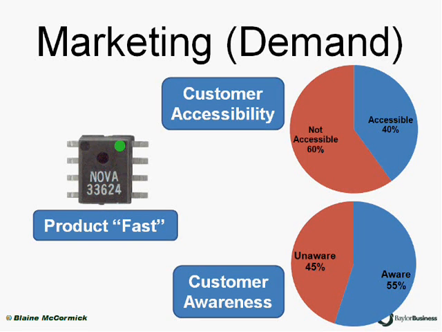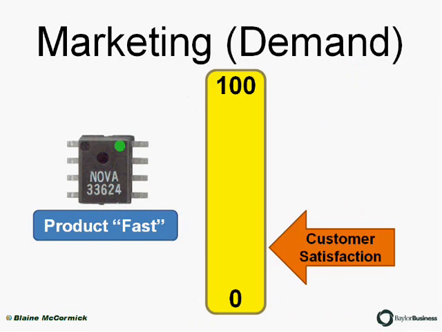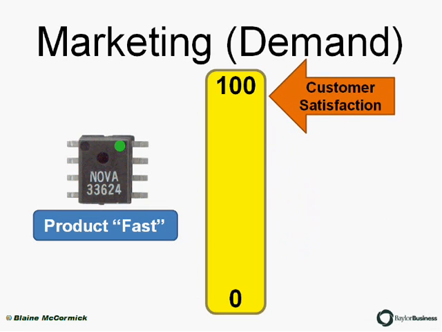And we look at some other metrics on the marketing challenges that you face. We look at accessibility, and 40% of your customers can find your product fairly easily, but 60% can't. So you've got some accessibility issues. And then 55% of your customers are really aware of your product, but 45% have very low awareness of product fast. And so, there's some room for improvement on both accessibility and awareness there. And then we can look at your customer satisfaction rating of fast, and that can go anywhere really from 0 to 100.